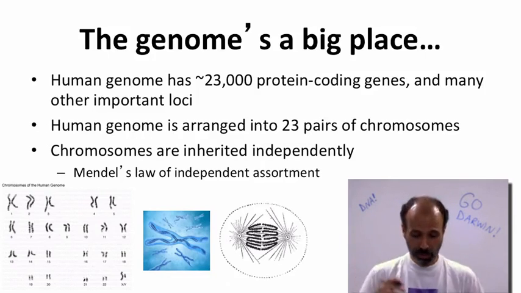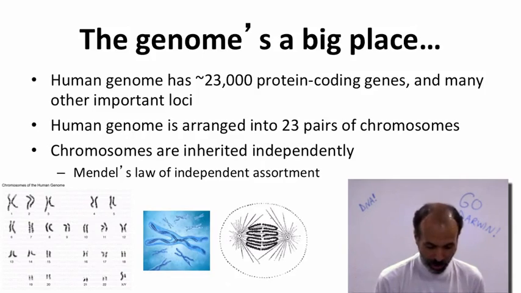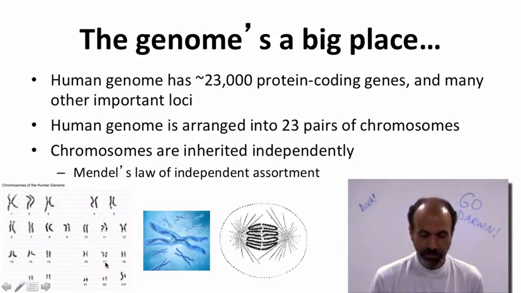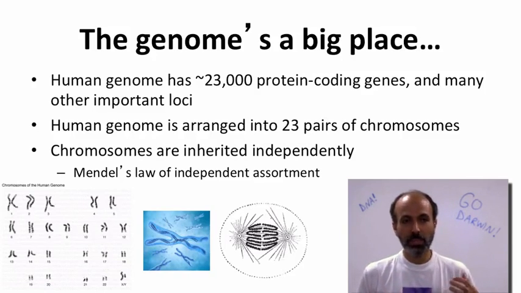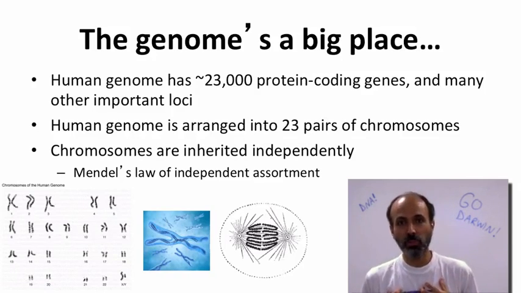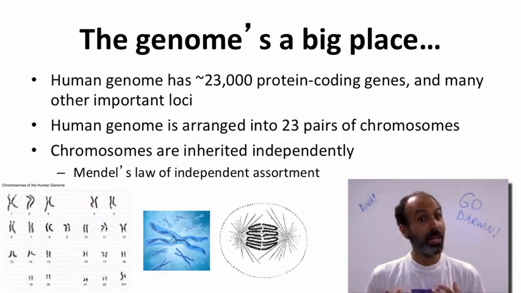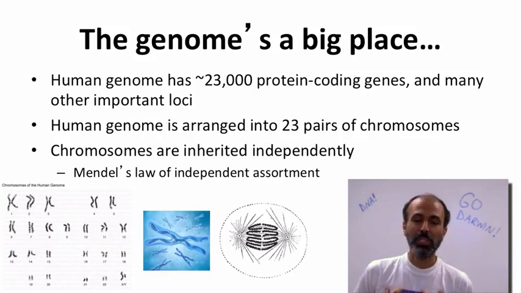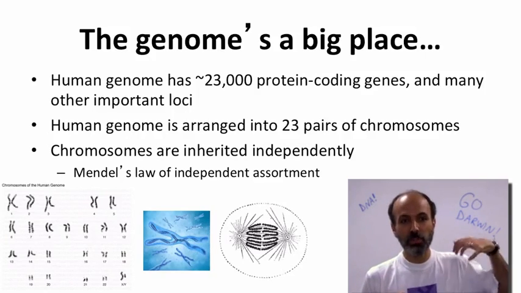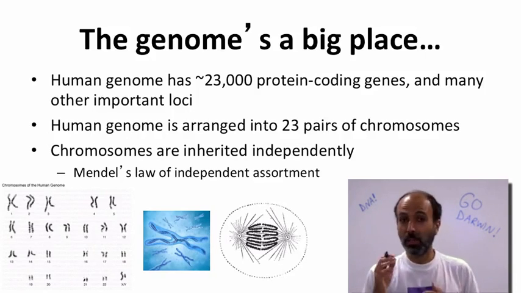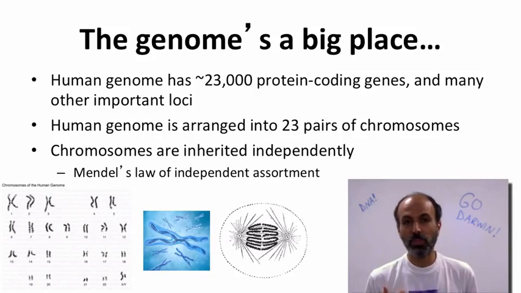Now, interestingly, you see all these 23 pairs of chromosomes in the picture on the bottom left here. They are actually all inherited independently. So let's say, for example, I have a particular chromosome 2 from my dad, a particular chromosome 2 from my mom. I have a particular chromosome 3 from my dad, a particular chromosome 3 from my mom. If I give to my daughter my dad's chromosome 2, there is no way that you can know which copy of my chromosome 3 I'm going to be giving. I'm equally likely to give my dad's or my mom's chromosome 3.